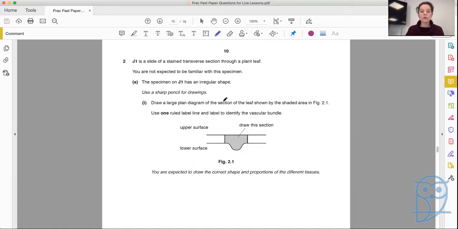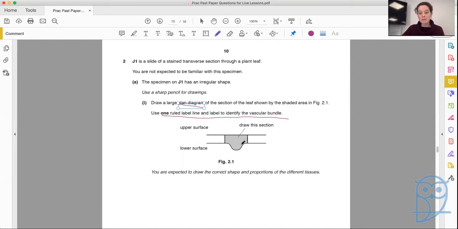Then they ask you to draw a large plan diagram of the section of the leaf shown by the shaded area in figure 2.1. Use one ruled label line and label to identify the vascular bundle. So that is the only thing that we are going to label. One line, one label, one vascular bundle. Finished. Okay, so we have an upper and lower surface.